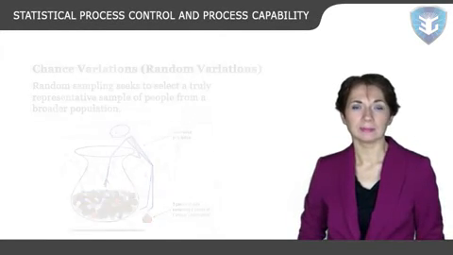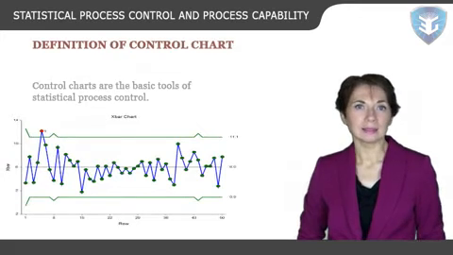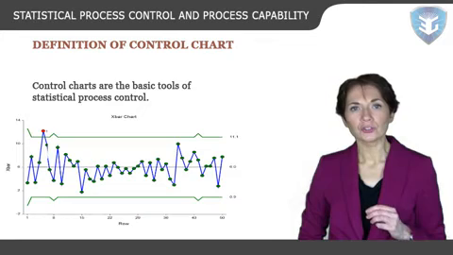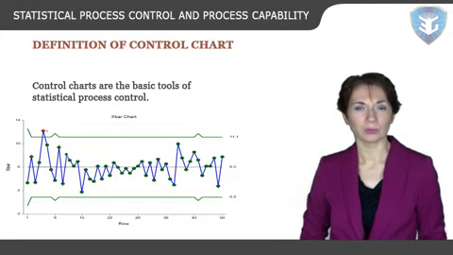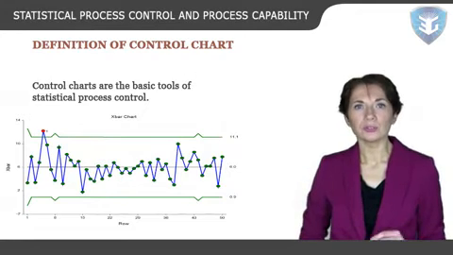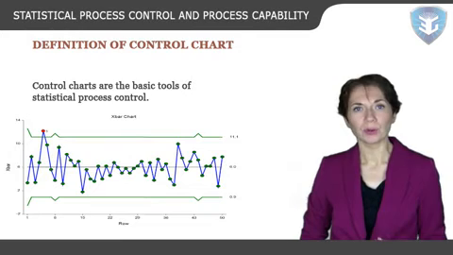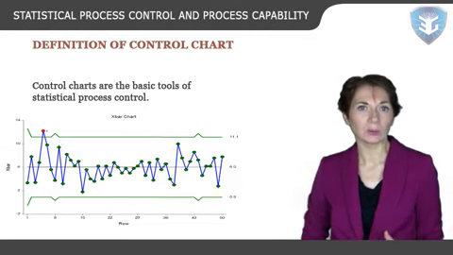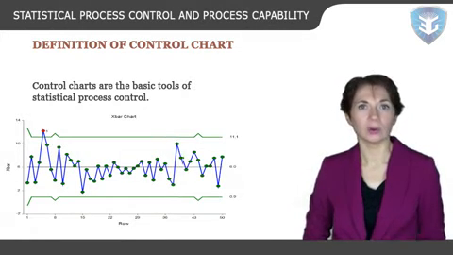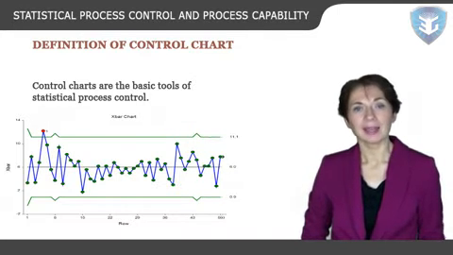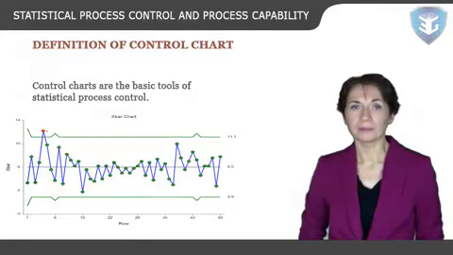Let's discuss the definition of control chart. Control charts are the basic tools of statistical process control. They are simple to construct and use, and are very useful at leading to process improvement. In the language of statistical process control: how far can the process deviate from target and still be in control?